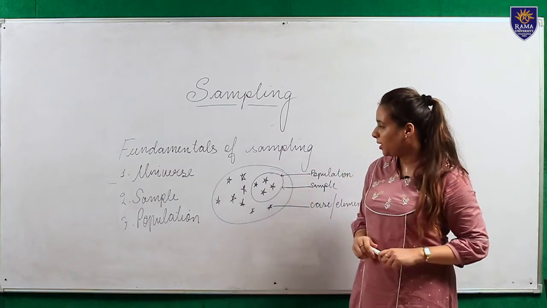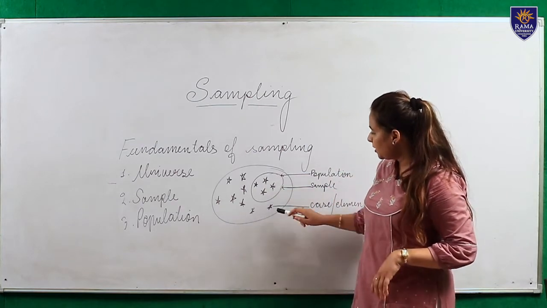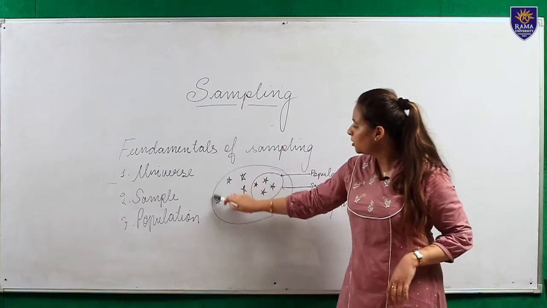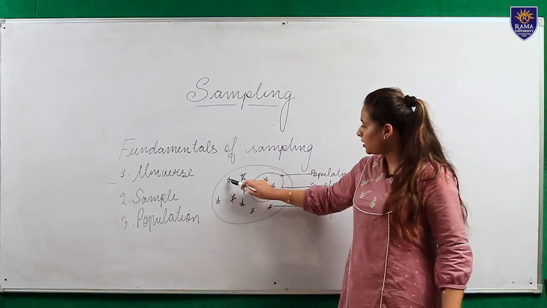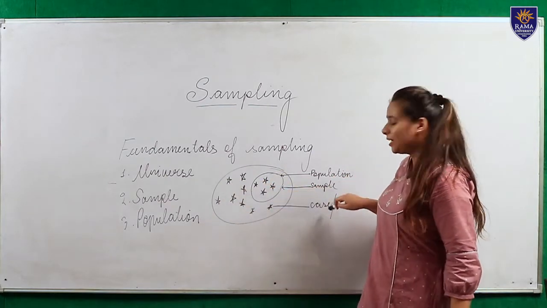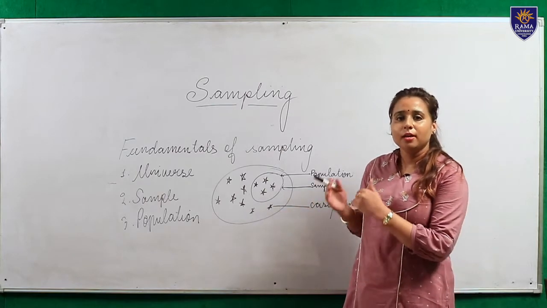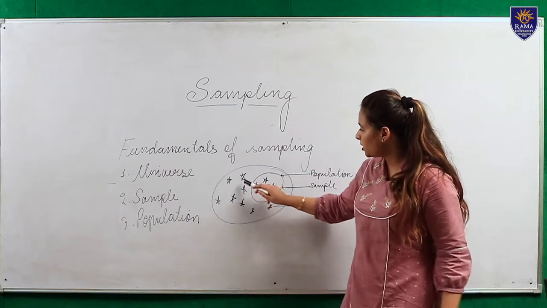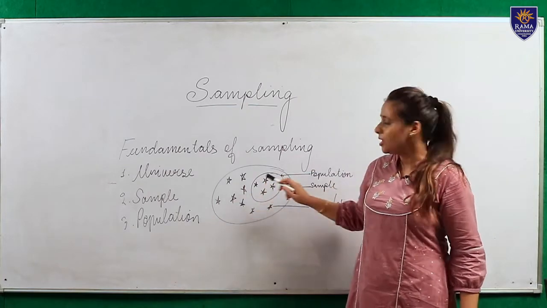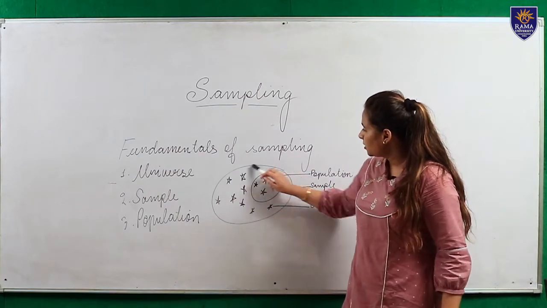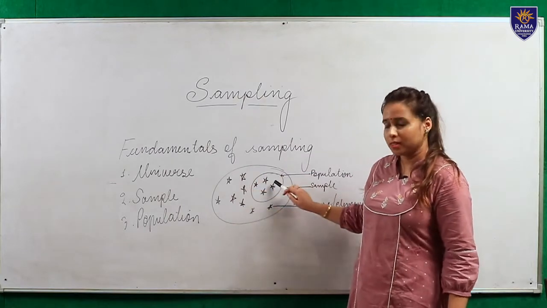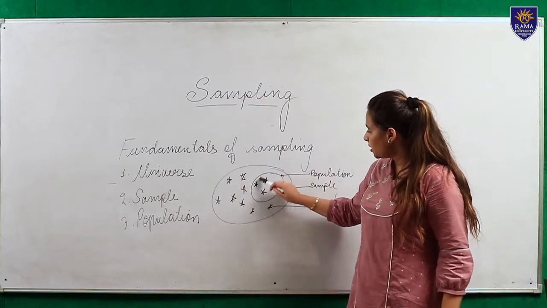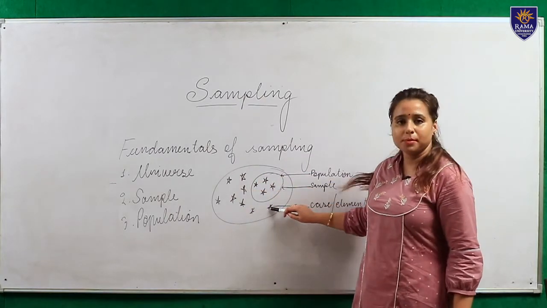The second fundamental is the sample. The sample is one subset of this universe. For example, this one star is one subset or the case or the element we shall be researching on. And the third is the population. The population is all these stars present in this, and this is the universe. All the stars present is the population. This is the sample and this is a subset.